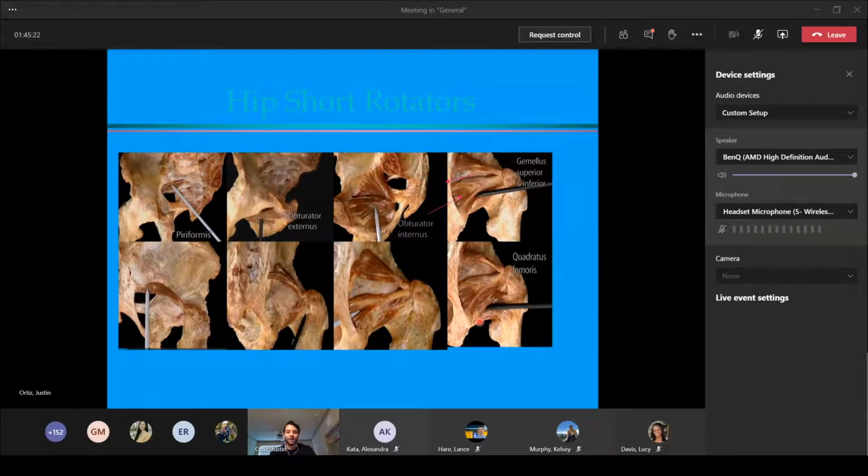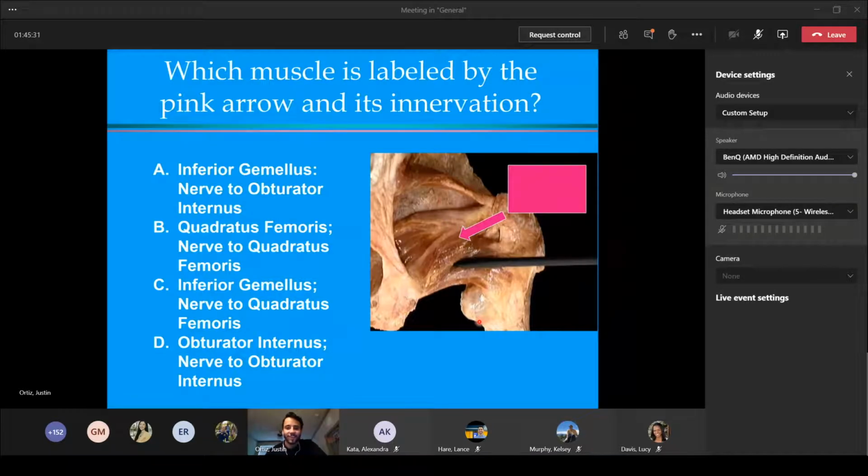I know it's super hard to identify, which is why I made another slide on it in order to zoom in or make it huge so you can identify which ones are which. But that's going to be after this question. Okay, so which muscle is labeled by the pink arrow, and its innervation?